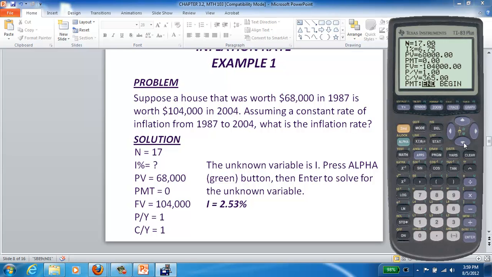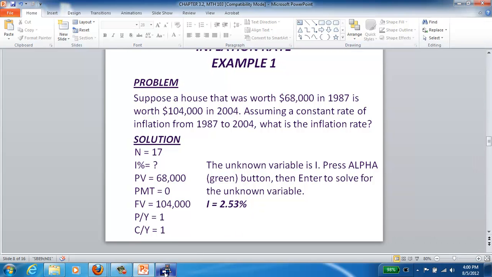P/Y is 1 and C/Y will be 1 because the inflation rate is once per year. So now we go up to the rate, alpha, enter, and this is the answer, 2.53%. I give you the steps in the solution. I have to add of course the negative, but except that everything else is correct. So you solve for I and I will be 2.53%.